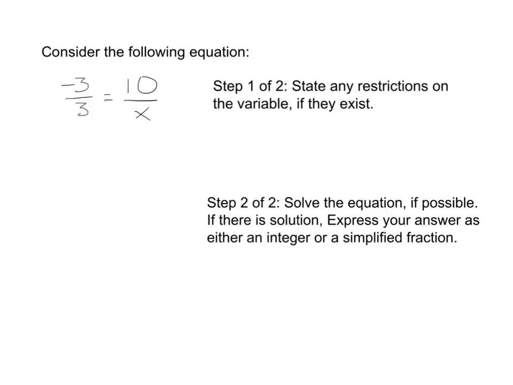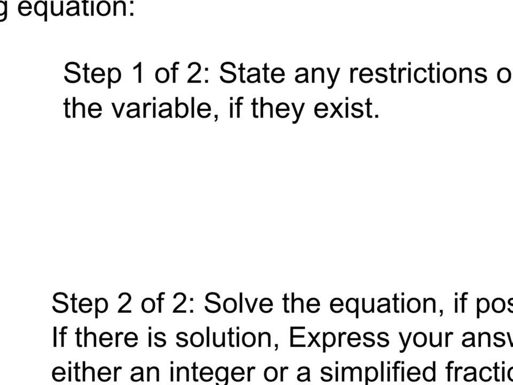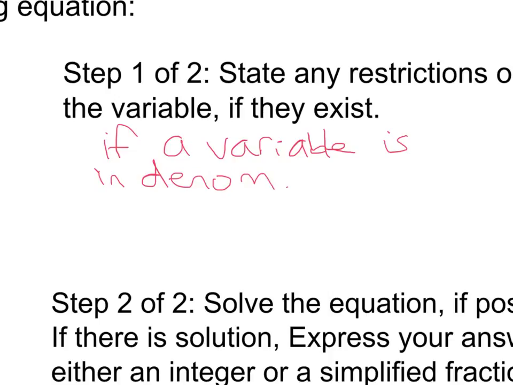Next up, consider the following equation. Negative 3 over 3 equals 10 over x. And it says state any restriction on the variable if they exist. One thing I want to make sure to stress here is that if a variable is in the denominator, and denominator is on the bottom, so if there's a variable in the denominator, there is a restriction.